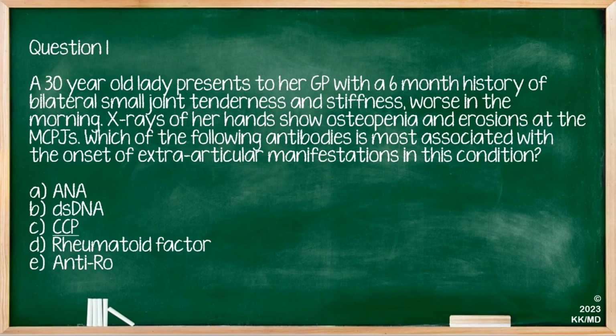Just to recap, option A and option B are two of the most common antibodies in systemic lupus erythematosus. Please click here if you want to hear more about systemic lupus erythematosus as your revision. And option E, anti-Ro, is one of the antibodies that we discussed during our talk on Sjögren syndrome. If you want to hear more about Sjögren syndrome, please click here.